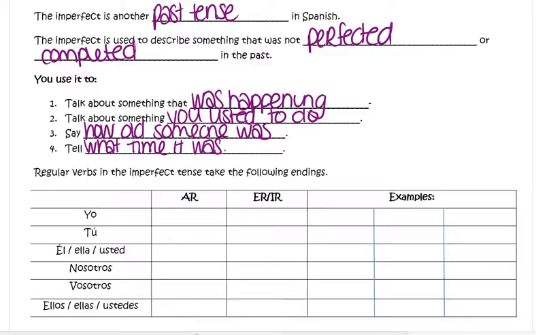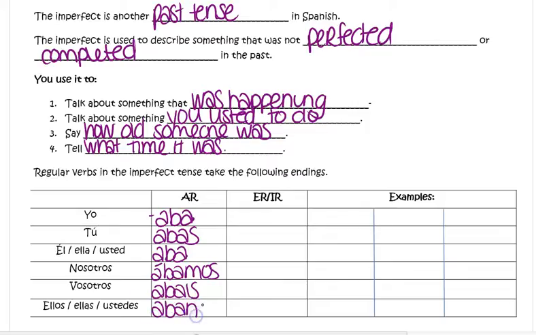So the imperfect tense, most verbs in the imperfect are regular. There are only 3 irregular verbs in the imperfect, so that makes this a little bit easier. The endings for AR verbs are as follows. Once you take off the ending of a verb, you add this as the new ending. So we have aba, abas, aba, ábamos, with an accent, abais, and aban.